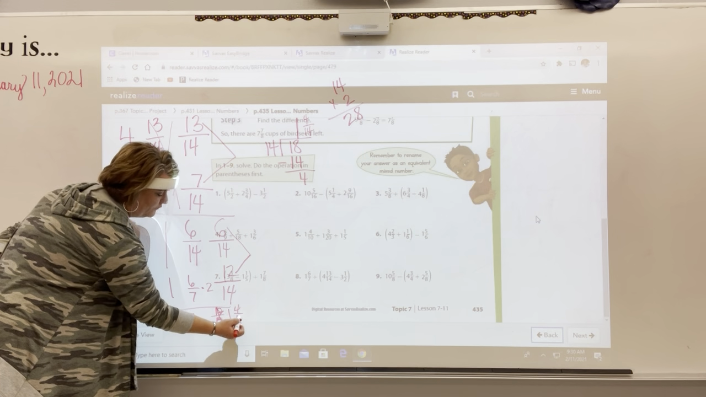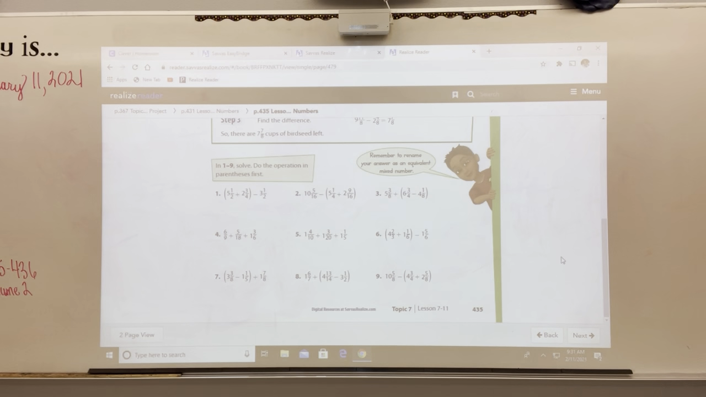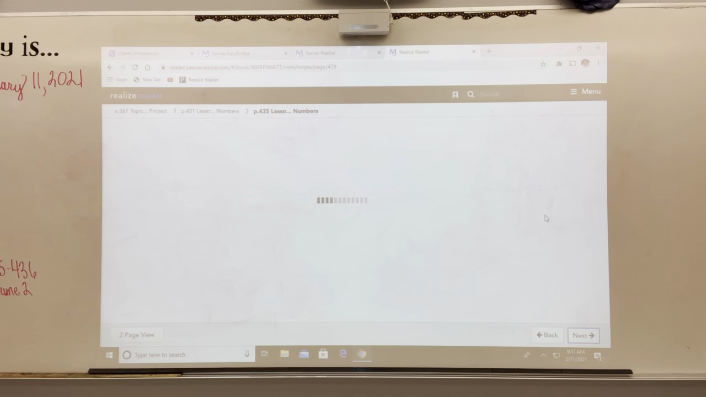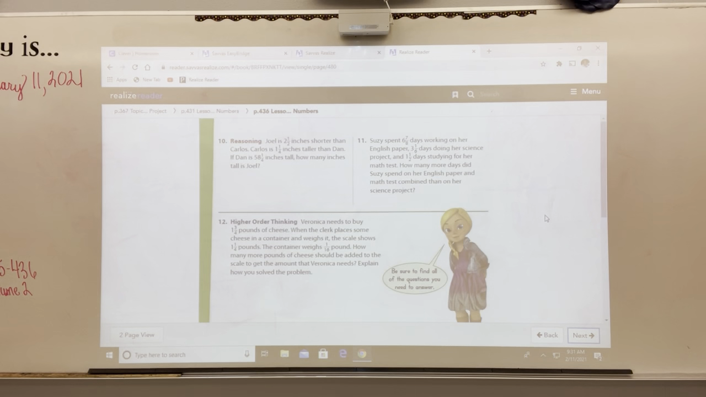3 2/7. Now turn the page. That's all I'm doing on the front. You really should only have two problems left on the front now if you did what you were supposed to do yesterday. Number 10.